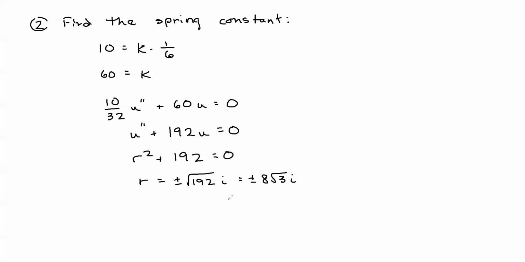8√3 i. And so at that point, we have U equals A cosine 8√3 t plus B sine 8√3 t. And then the next thing, oh, whoops, almost forgot here. We also need the initial conditions. So U of 0, what is the initial condition?